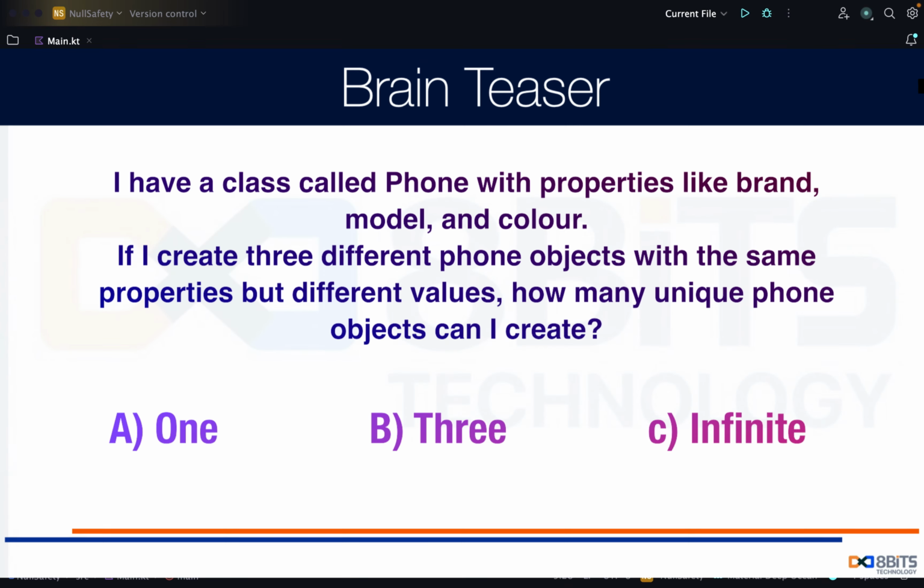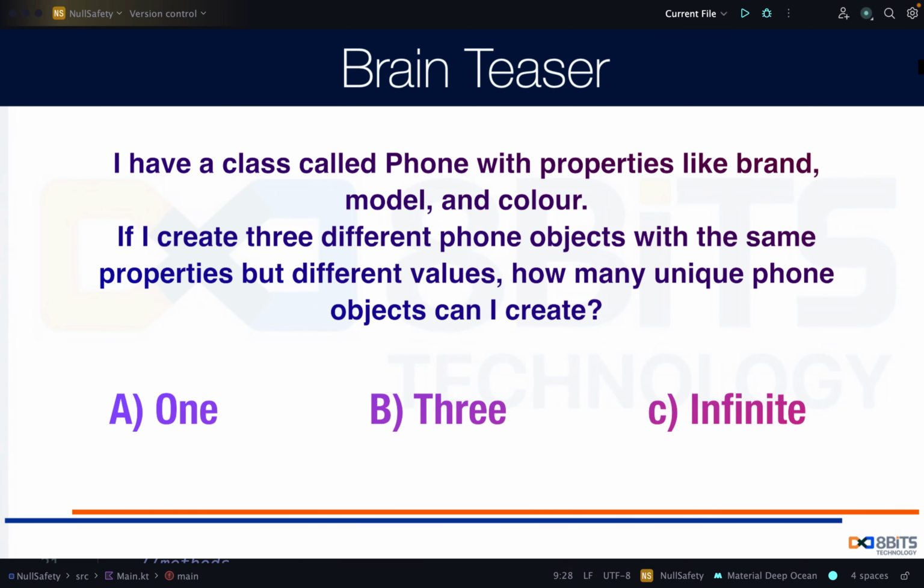So I have a question for you. Let's say I have a class called phone with properties like brand, model, and color. If I create 3 different phone objects with the same properties but different values, how many unique phone objects can I create? Is it A, 1, B, 3, C, infinite? Let me know what you think in the comments.